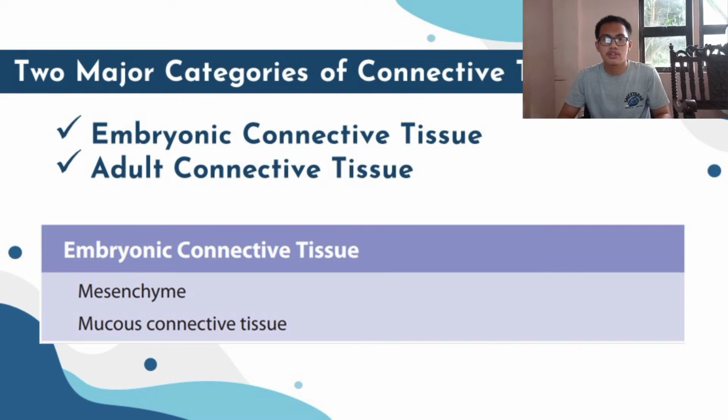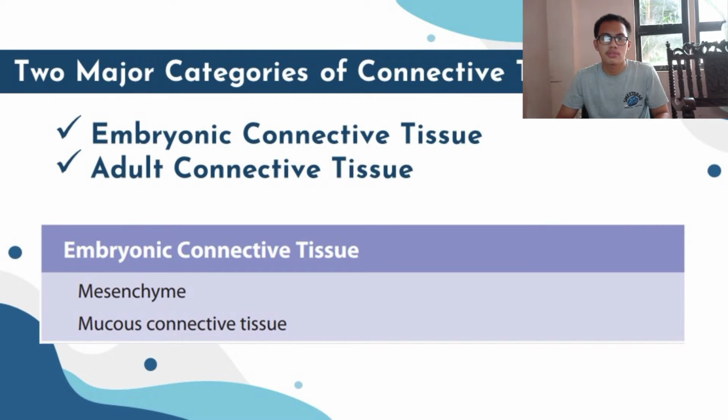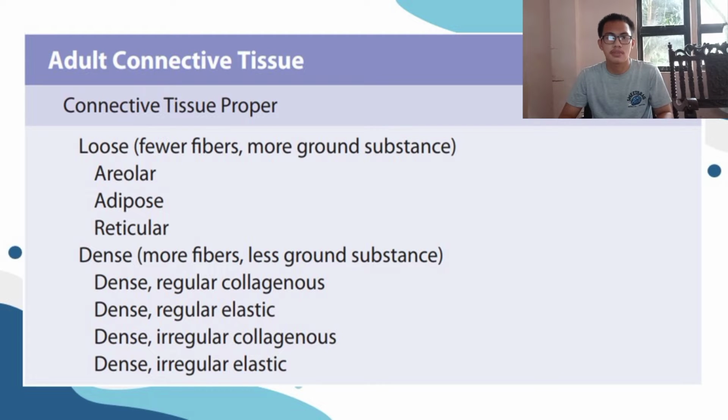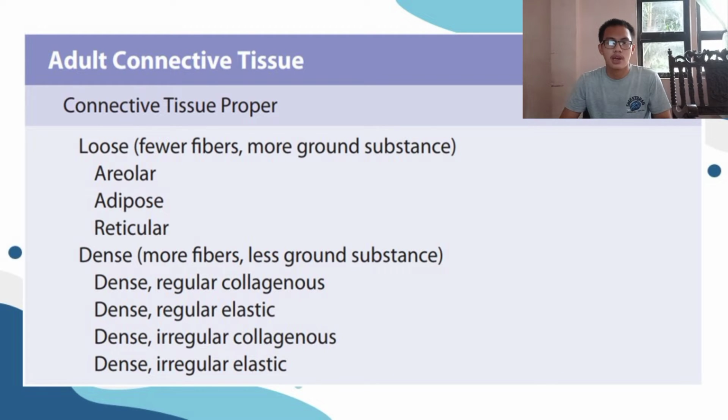There are two major categories of connective tissue, the embryonic connective tissue and the adult connective tissue. Embryonic connective tissue consists of mesenchyme and the mucous connective tissue. Adult connective tissue consists of connective tissue proper. Under connective tissue proper, there is the loose connective tissue proper and the dense connective tissue proper. The loose connective tissue proper has fewer fibers but more ground substance, while the dense connective tissue proper has more fiber but less ground substance.